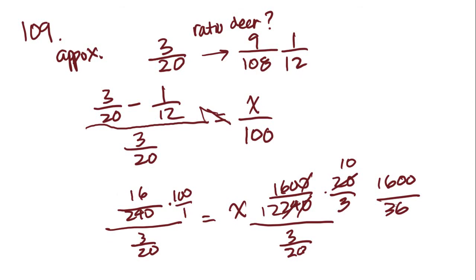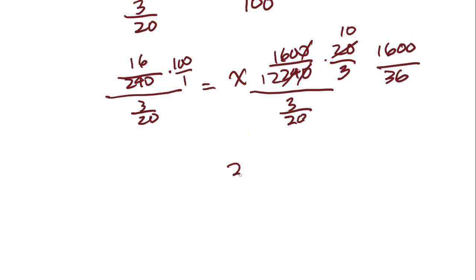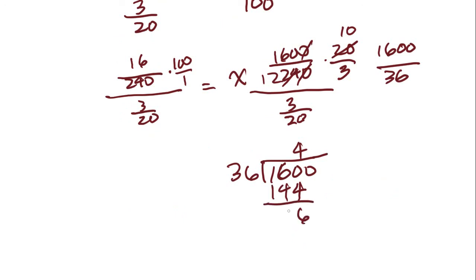What is that going to get us? Okay. 1600, not 16,000. Okay. Roughly 4, 24, 60, 40. So roughly 44. And the only answer choice that comes close is C, which is 45%.